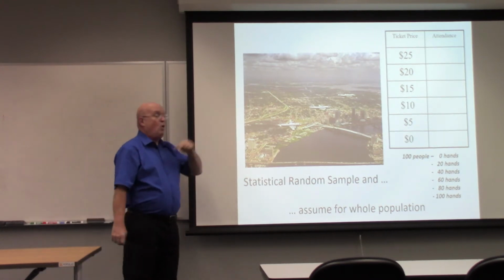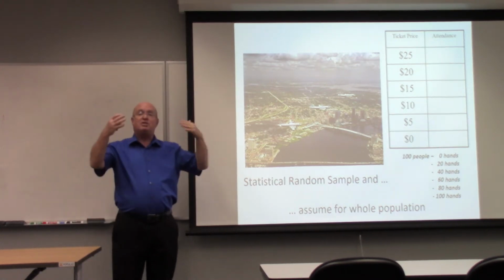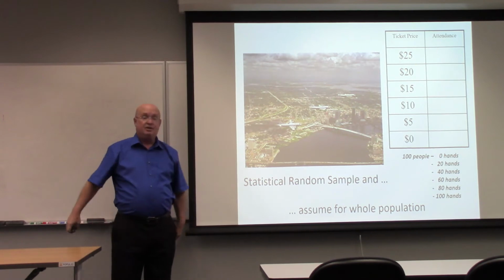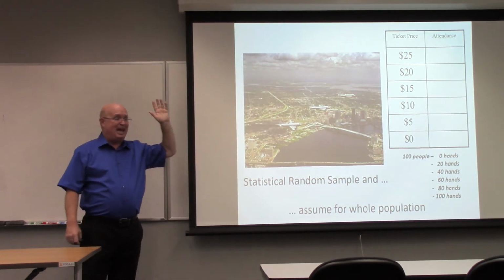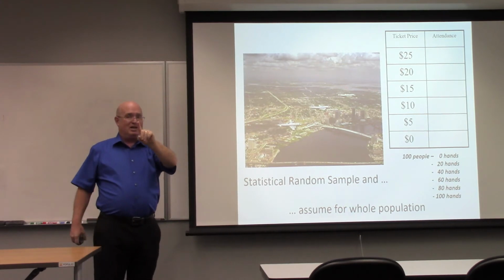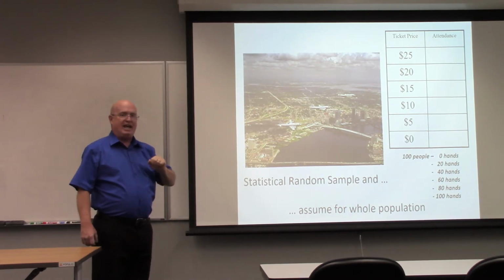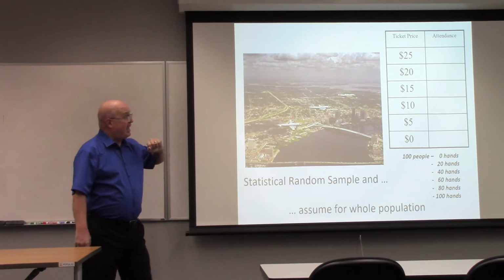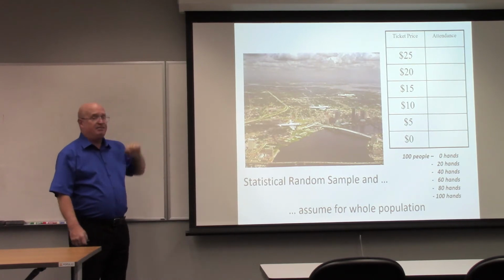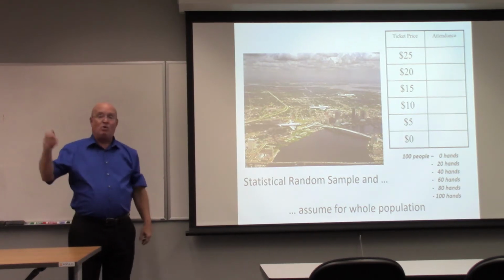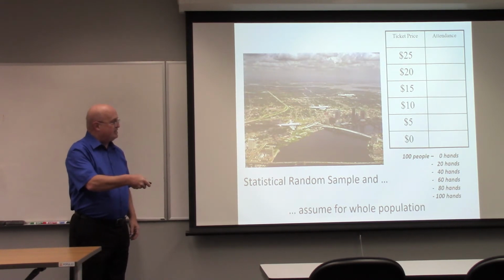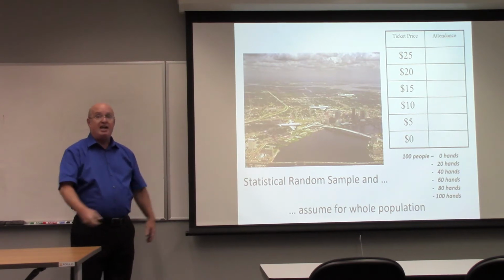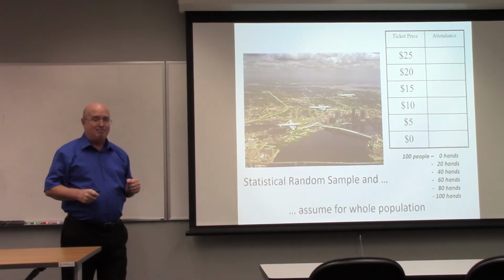Right now, 20 people, we say, okay, well, what if we reduced it to $20? Twenty hands go up. Now, we're going to see what those 20 hands represent. We go down to $15. Twenty more hands, so now we have 40 hands going up. And then at $10, we got 60 hands, $5, we got 80. $0, if it's free, everybody's showing up.